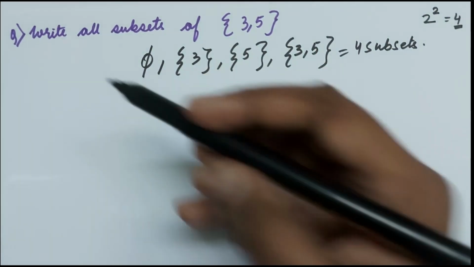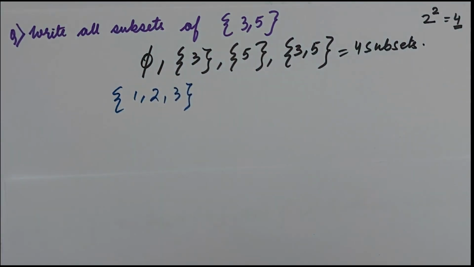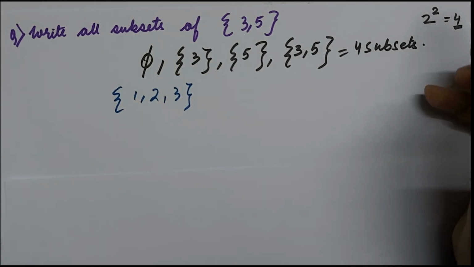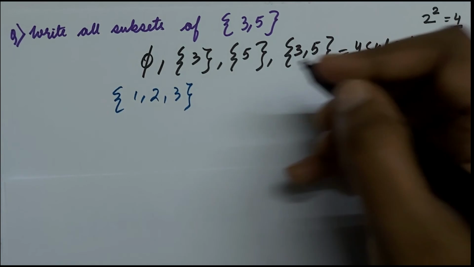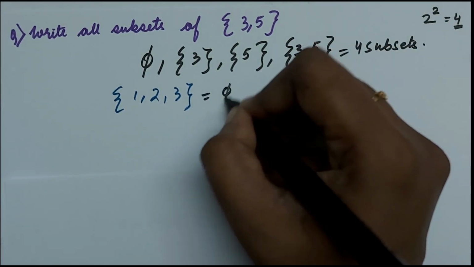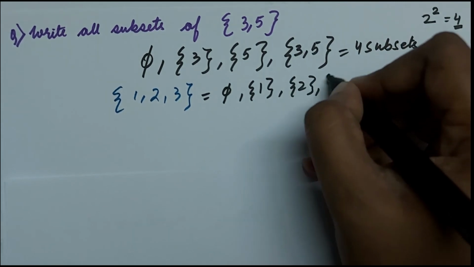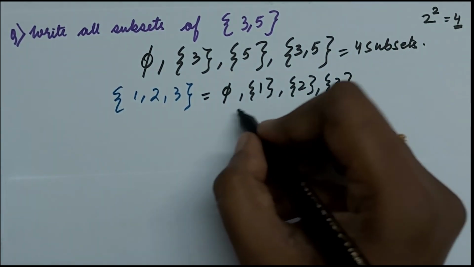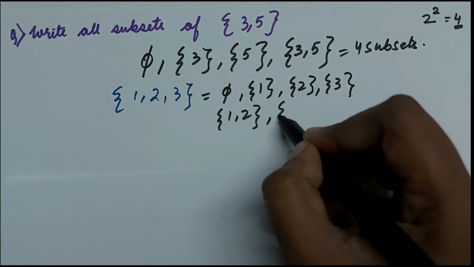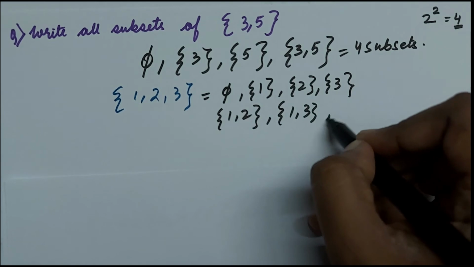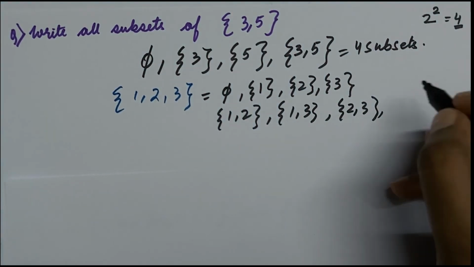I'll show you one more example. Suppose the set was {1, 2, 3}. So according to the formula that I told you, 2 to the power 3, that is 8 subsets should come. So let us see if it's coming. One is the empty set, then we separate the elements and write them in brackets. Then we have to do combinations. So {1, 2}, {1, 3}, then {2, 3}, all should be unique subsets.